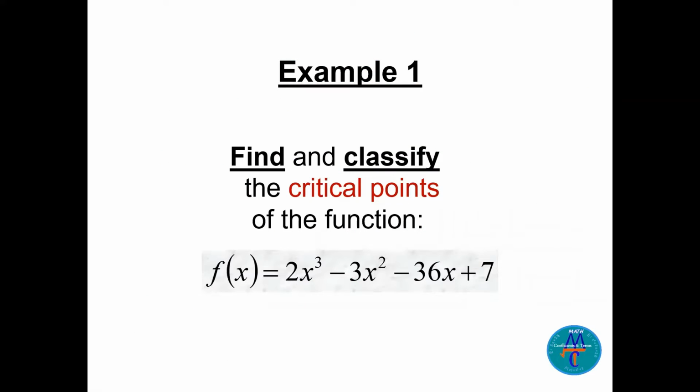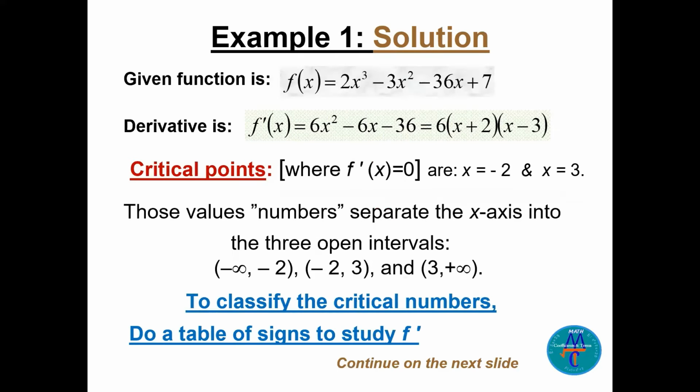Let's look at example number 1 here. Find and classify the critical points of this function f of x equals 2x cubed minus 3x squared minus 36x plus 7. To classify the critical points, we have to find the derivative of the function. This is easy, polynomial function. The derivative will be 6x squared minus 6x minus 36. And then you can take 6 as a common factor. You factor inside the trinomial: x plus 2, x minus 3.